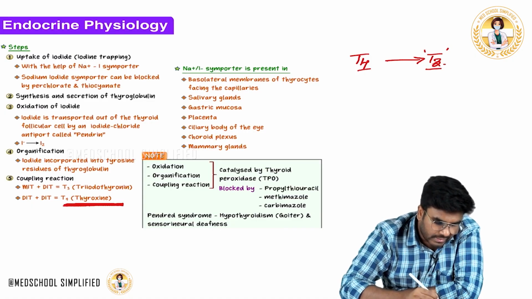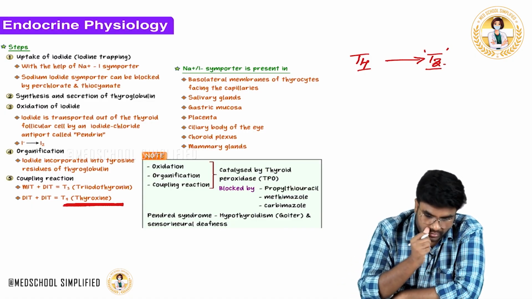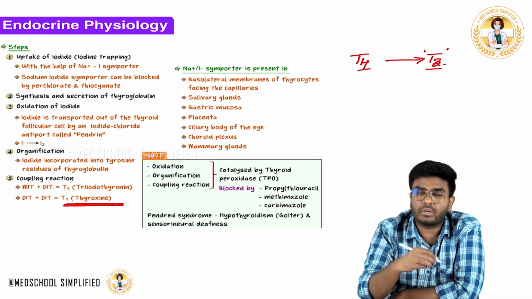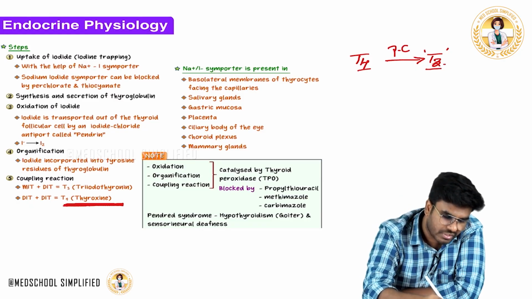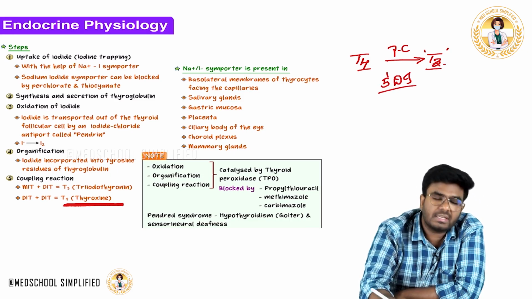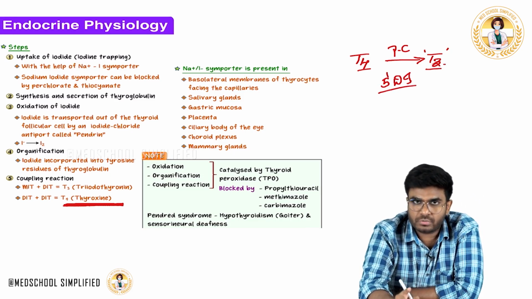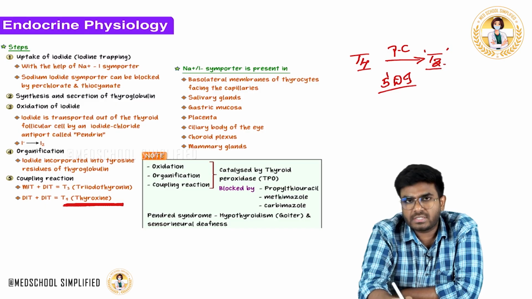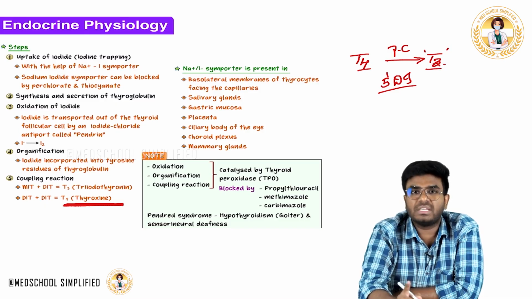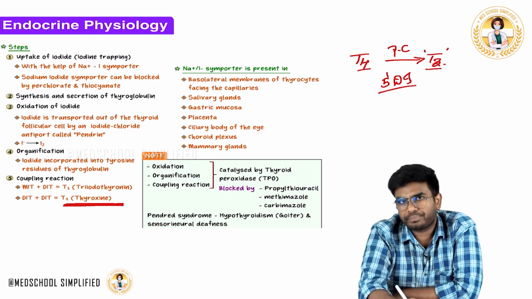So wherever needed, the T4 will be converted into T3 at the level of tissues. This is called peripheral conversion, with the help of an enzyme called 5'-deiodinase. There is an enzyme called 5'-deiodinase in the tissues. This 5'-deiodinase is going to convert T4 into T3, inactive form into active form.